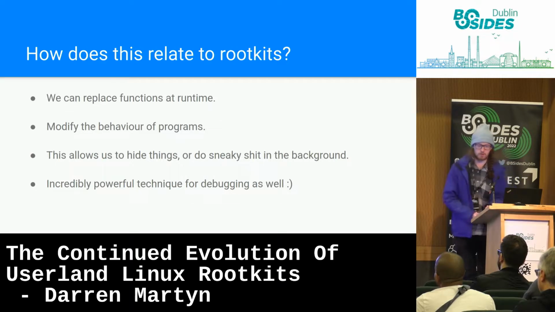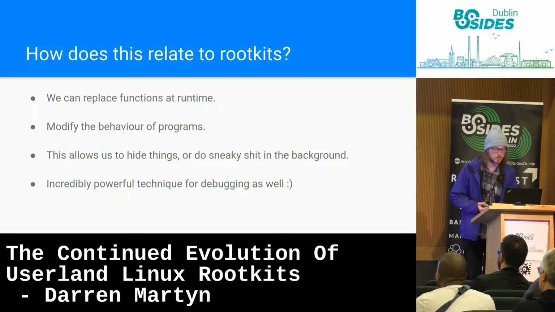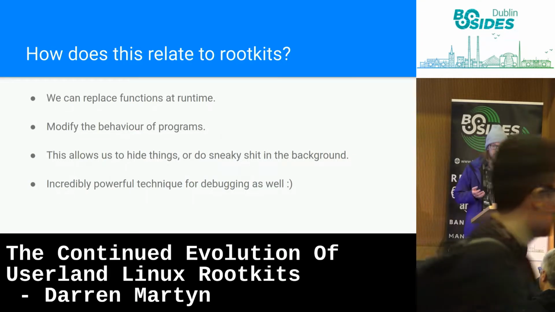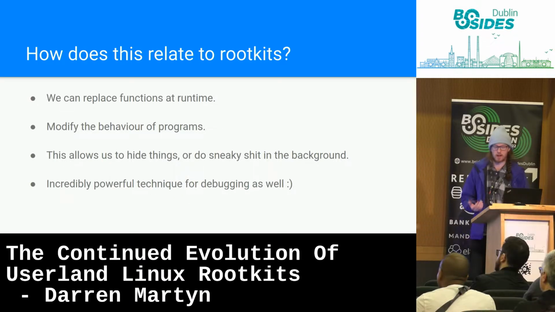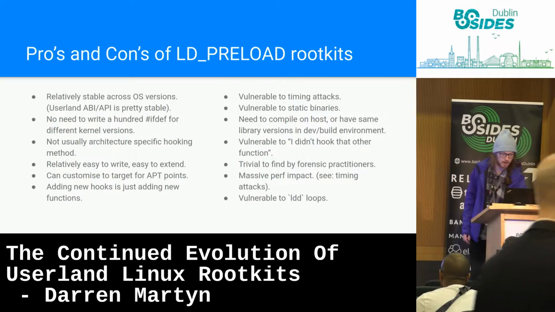So we can replace functions at runtime. We can mess about with what programs are doing. So we can make programs lie. So, rootkits. And this allows us to hide stuff, do stuff in the background, and so on.